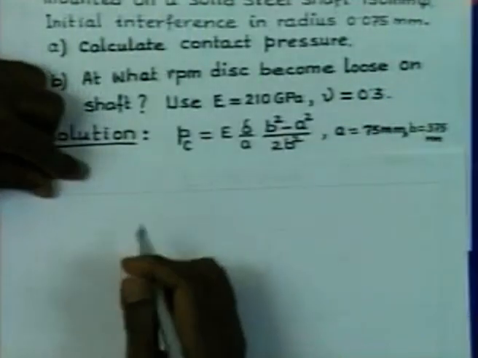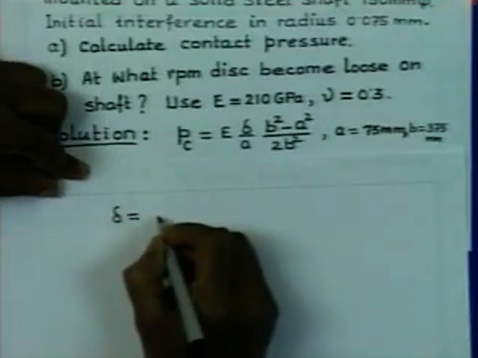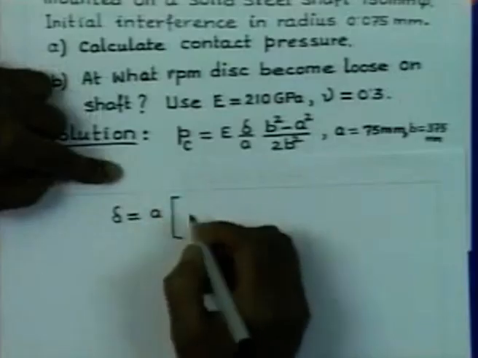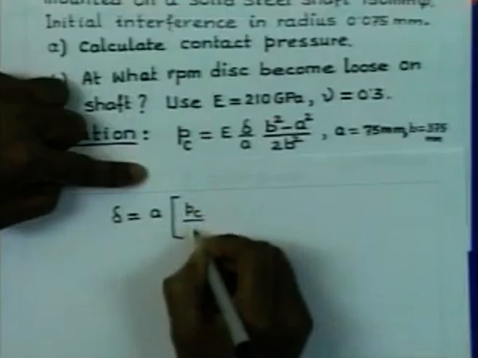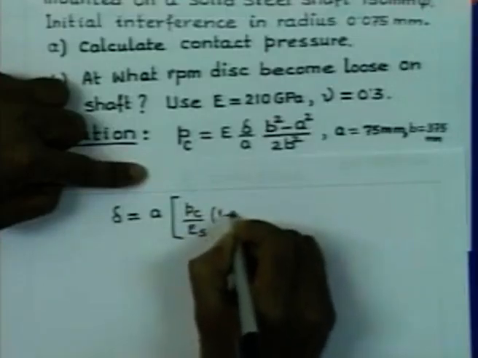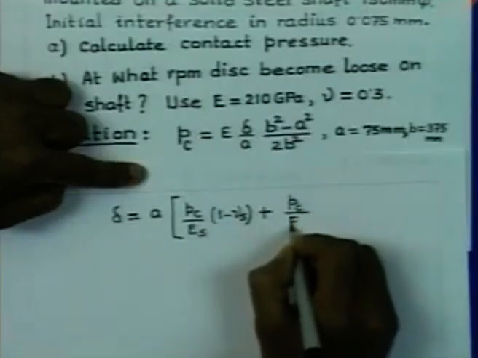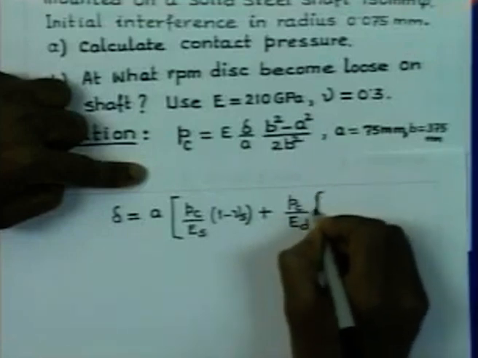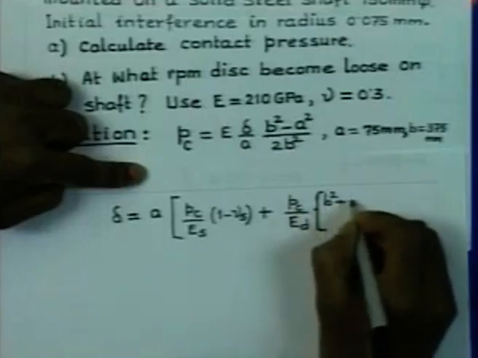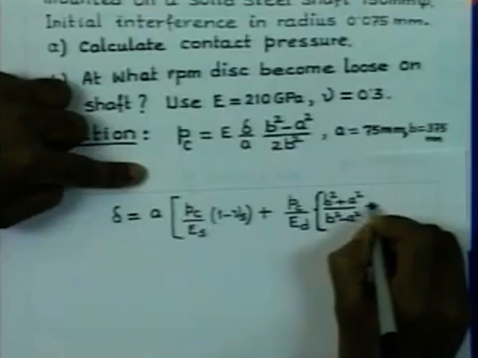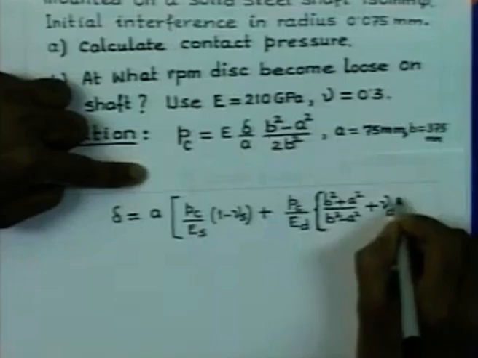If you remember, we had earlier derived that the interference delta was given by A Pc by Es (1 minus nu s) plus Pc by E of the disc into (B square plus A square) divided by (B square minus A square) plus gamma into gamma of the disc.